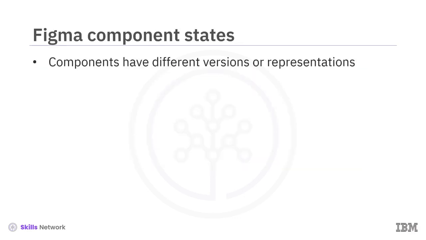Figma component states are different versions or representations of a component that can have different visual properties, behaviors, or interactions. Some common component states in Figma are hover state, press state, focus state, disabled state, selected state, active state, error state, success state, loading state, and default state. Let us define each of these component states.